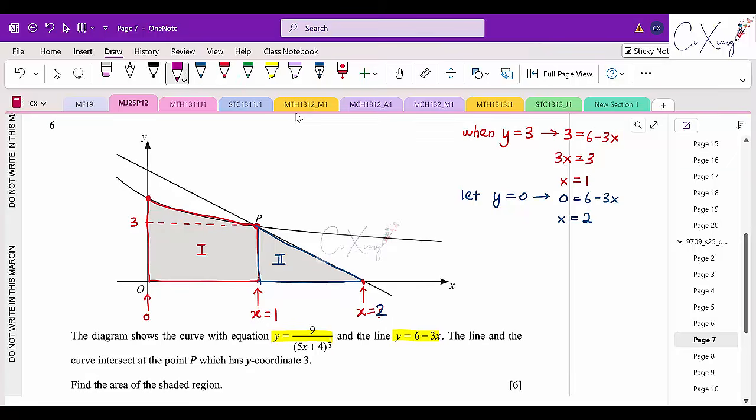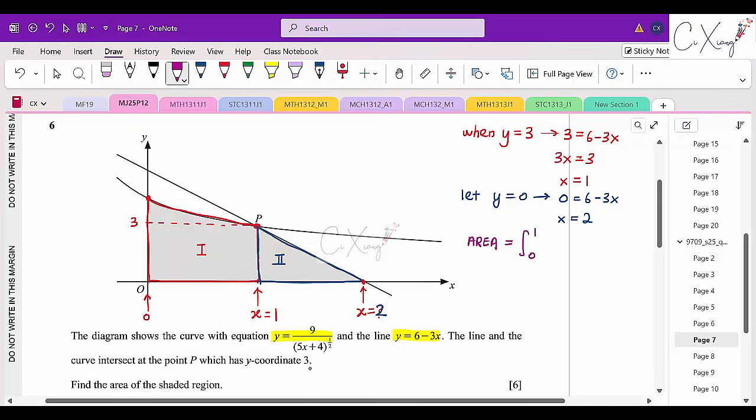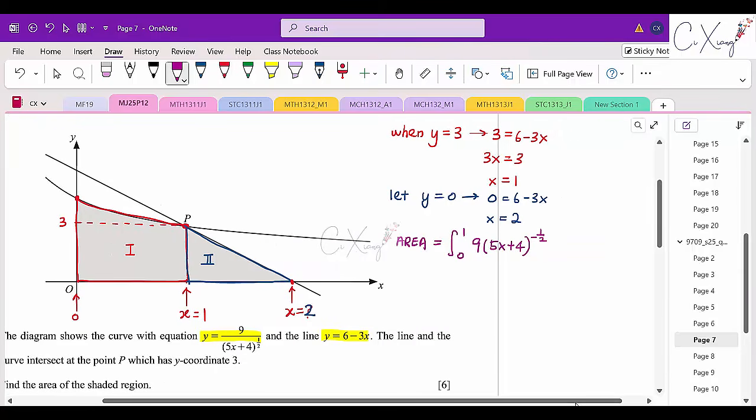So how should we get the area here? For the area, we involve integration for the first part. So you start the integration. Lower limit is 0, upper limit is 1. And then what is the curve equation? This is what we have for the curve equation. I put it into the power form. So I have 5x plus 4 to the power of negative half. If you bring it out, it becomes the negative half power. Then dx.